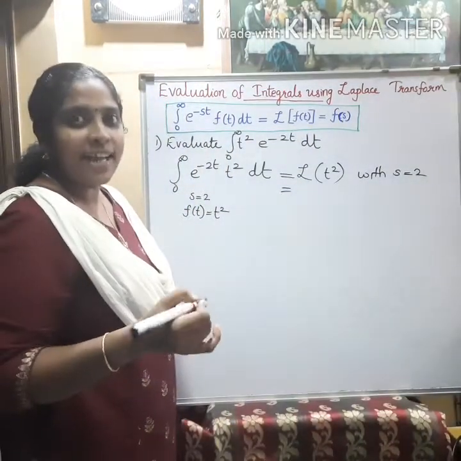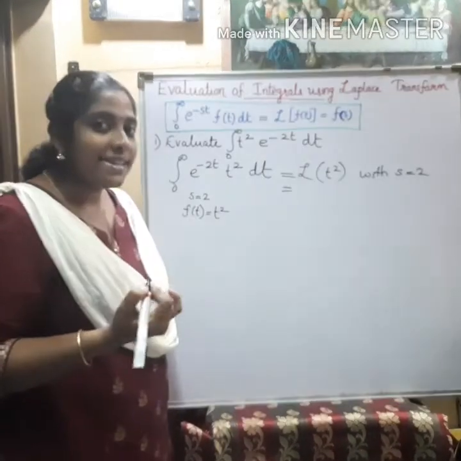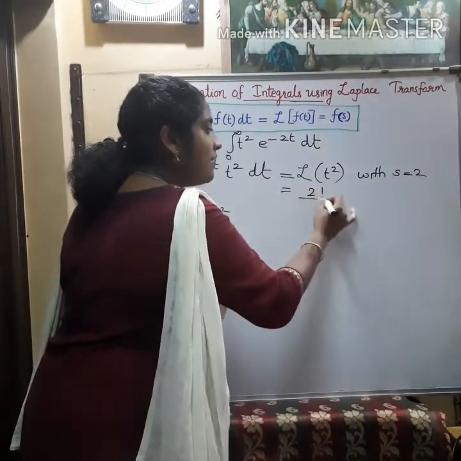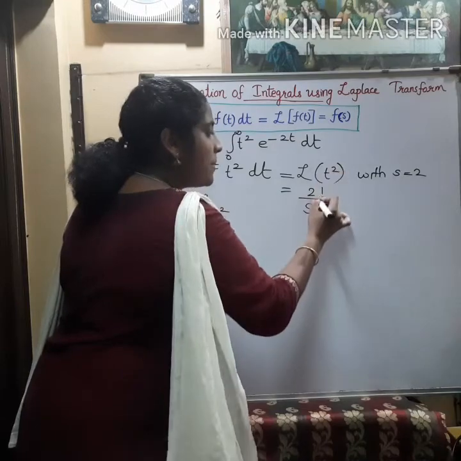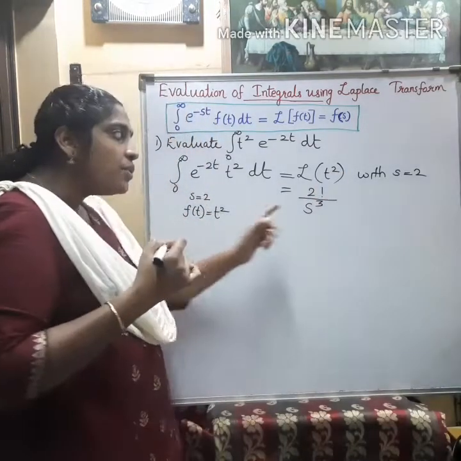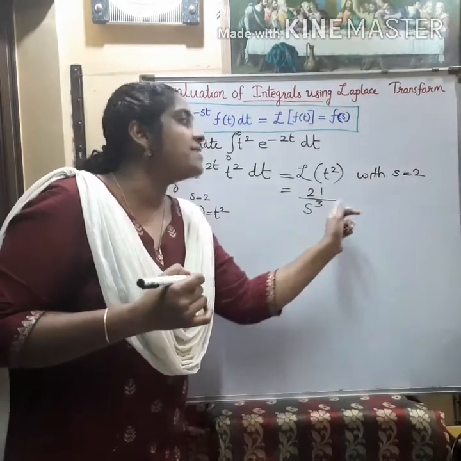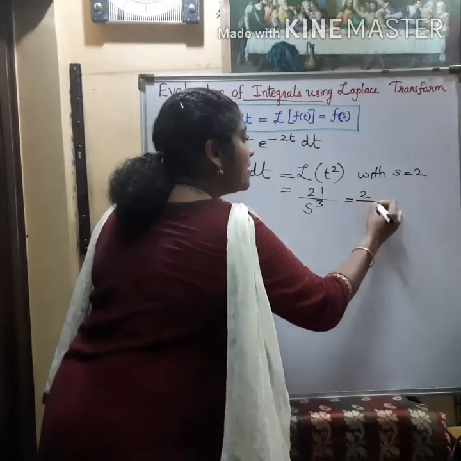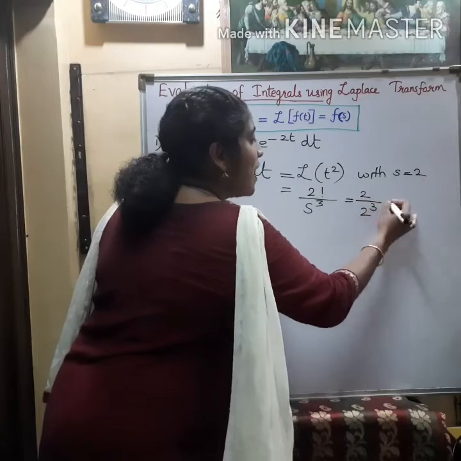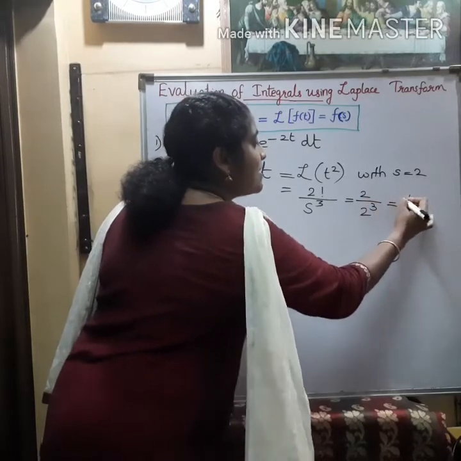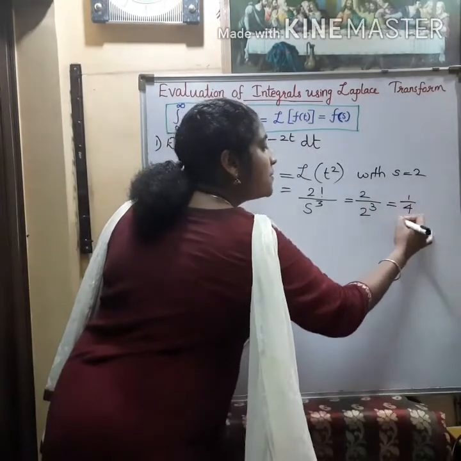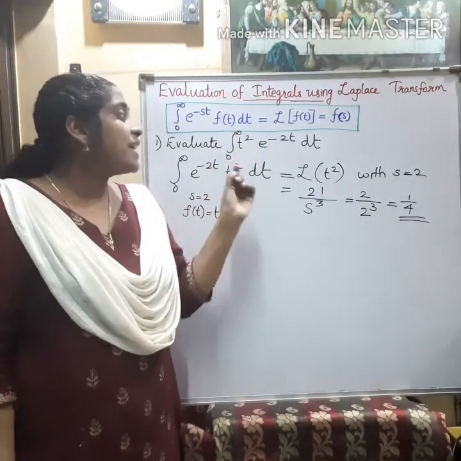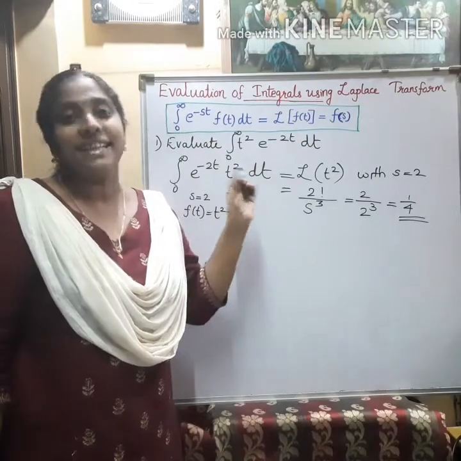T raised to n, that we know, is n factorial by s raised to n plus 1. So here it will be 2 factorial divided by s raised to n plus 1, that is 3. Now you substitute s as 2, then we will get 2 factorial, which is 2, divided by 2 cube. So that will be 2 by 8, that is 1 divided by 4. So using this Laplace transform formula, we can easily find out integrals.